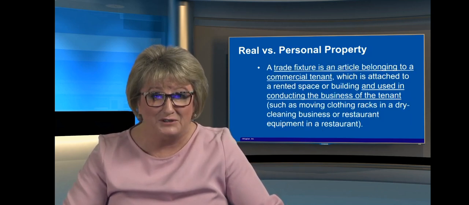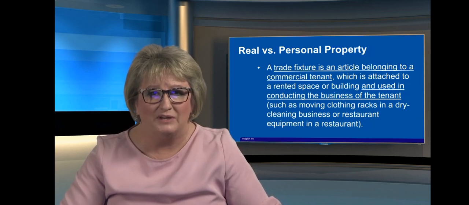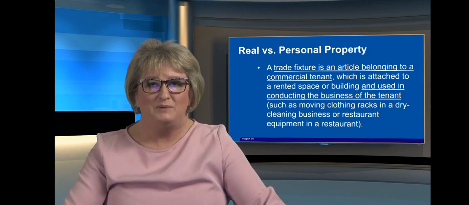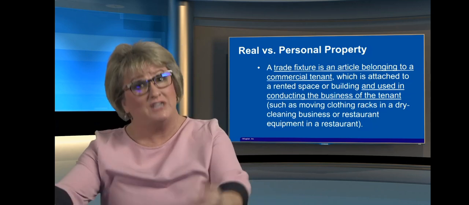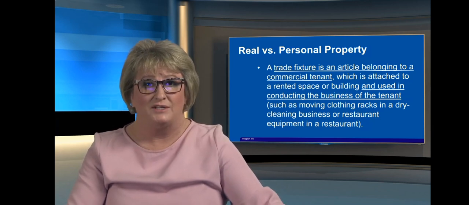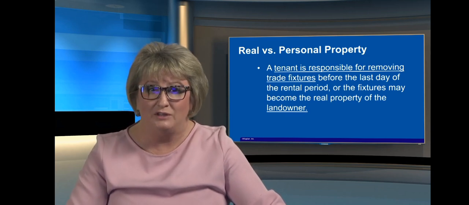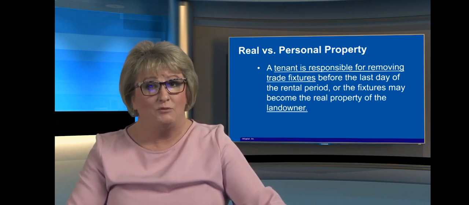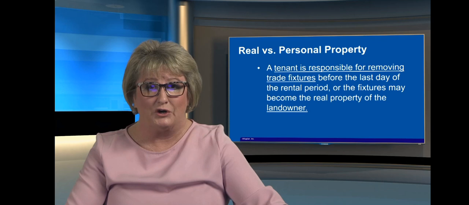A trade fixture is an article belonging to a commercial tenant, and it's attached to a rented space or building and used in conducting the business of the tenant. In other words, the tenant makes money using this item, such as moving clothing racks in a dry cleaning business or restaurant equipment in a restaurant. A tenant is responsible for removing the trade fixtures before the last day of the rental period, or the fixtures may become the real property of the landowner.